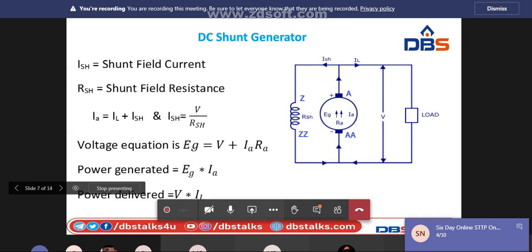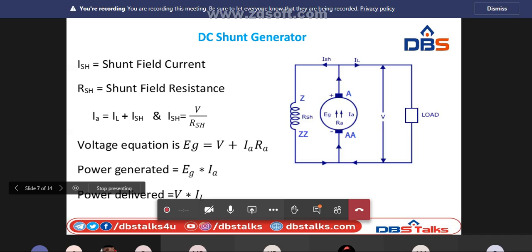Now write the voltage equation as usual. EG is equal to IARA plus V. Some of the members may be confused: here ISH is also there, sir. How can you write? ISH is included in IA, right? IA is nothing but ISH plus IL. That's why EG is equal to IARA plus V. IA means IL plus ISH, and ISH means V by RSH.